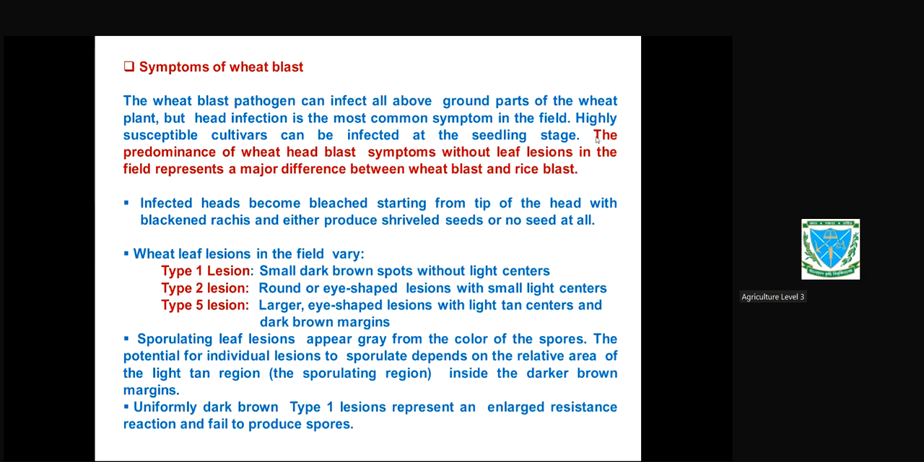And in this red marked area, you see, what is the basic difference between wheat blast and rice blast? The basic difference is we can see the symptom of wheat blast only or mostly on the head. But in case of rice blast, we can notice the symptom in both leaf and panicle. And the teacher who will teach you the rice disease, hopefully he will explain the symptoms and other things of rice blast.